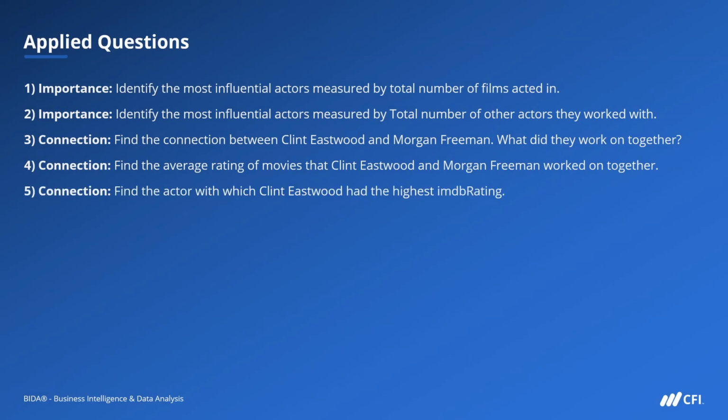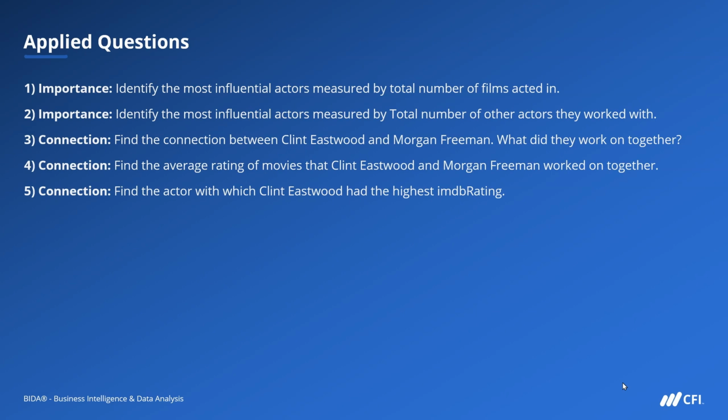Question 5. Okay, this time we forget Morgan Freeman, and we're simply finding the actor with which Clint Eastwood had the highest IMDb rating. So just to phrase that a slightly different way, we're going to find all of the actors that Clint Eastwood worked with, and for each one, we'll take the average of IMDb ratings of the movies they worked on together. If that's not 100% clear, it'll make sense once we write this query.